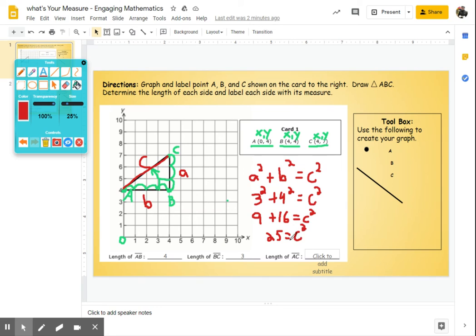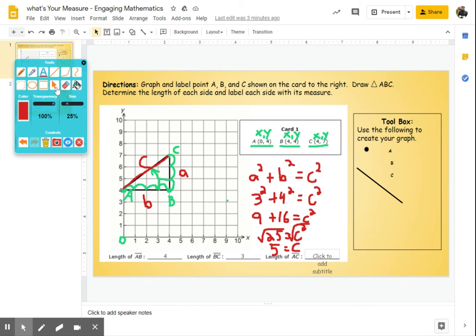Now, we know what C squared is. C squared is 25, but we want to know what C is. So we need to do the opposite of squaring a number, which we know is taking the square root. So I need to take the square root of C squared, and I need to take the square root of 25. The square root of C squared leaves me with just a C. The square root of 25, I put that in my calculator, I get 5. All right, so this 5 is the distance from A to C.